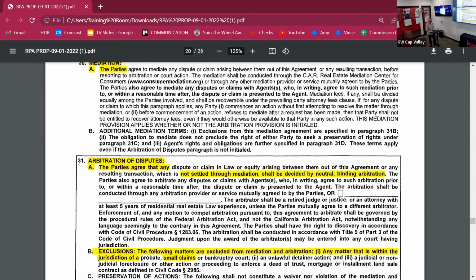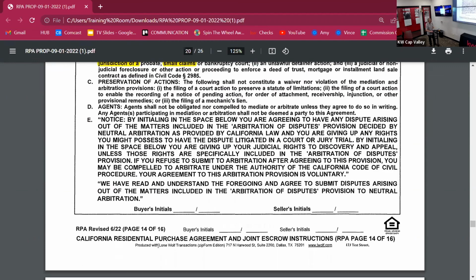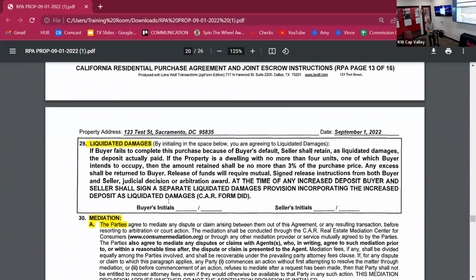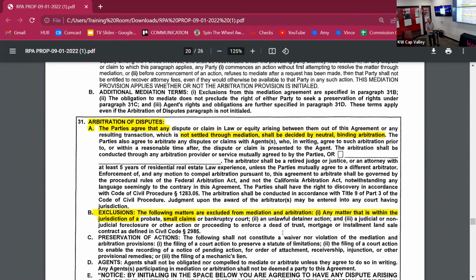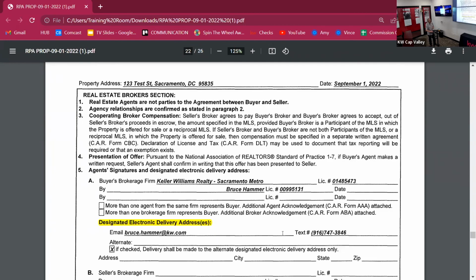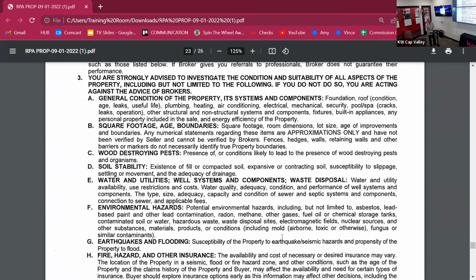But mediation and arbitration can save us. Beautiful. But all parties have to initial. And remember, on pages 14 to 16, there are two places at the bottom where buyers and sellers initial, as well as the liquidated damages section. That's all the key stuff that I wanted to discuss.